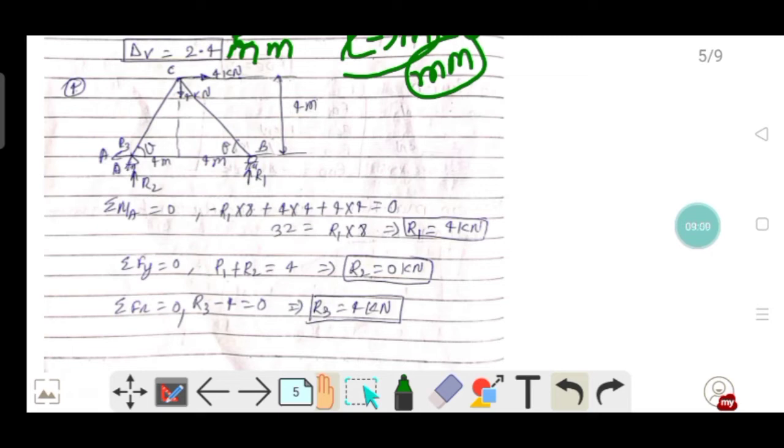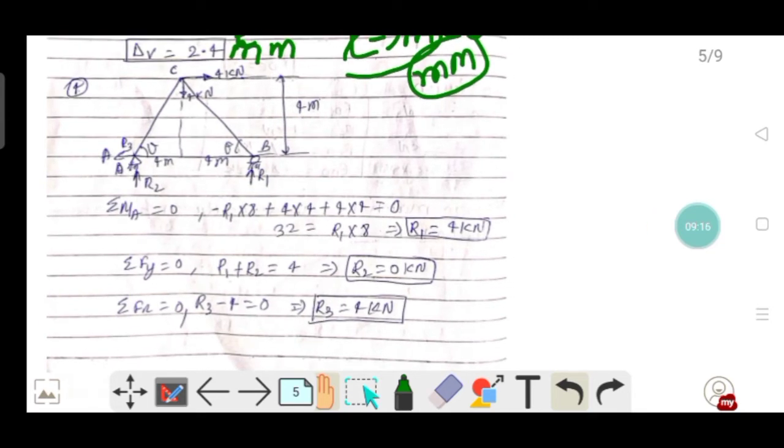So now move to the steps. First we have to calculate the member forces due to external load. For calculating the member forces, we first calculate the reactions R1 and R2. How do we calculate the reaction? All the structure is a determinate structure.